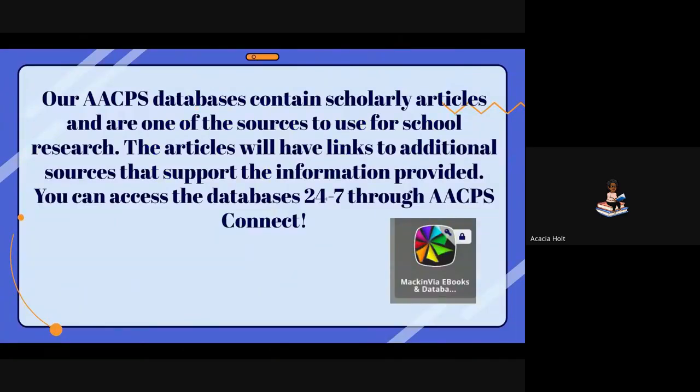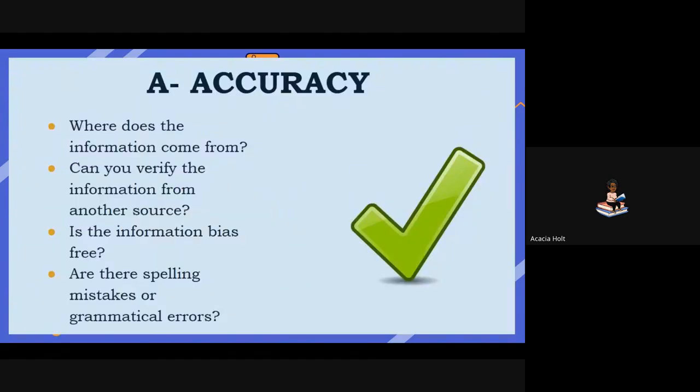Okay, so as I was saying, we have databases that the county pays for that you can access any time of the day, as long as AACPS Connect is working and Mac and Via isn't down. You can go there to access our databases. So then we want to see if something is accurate. Where does the information come from? Can you verify the information from another source? Is it bias-free? Are there spelling mistakes or grammar mistakes?